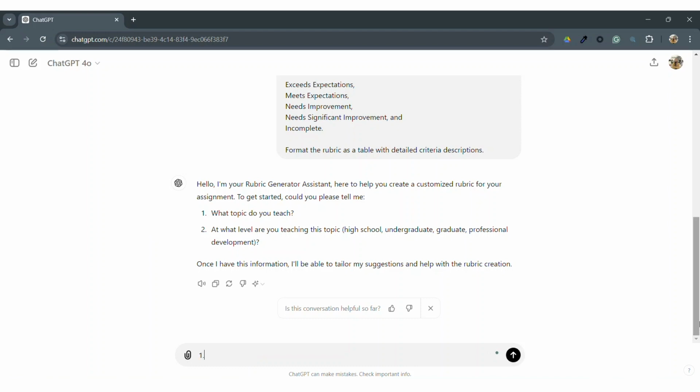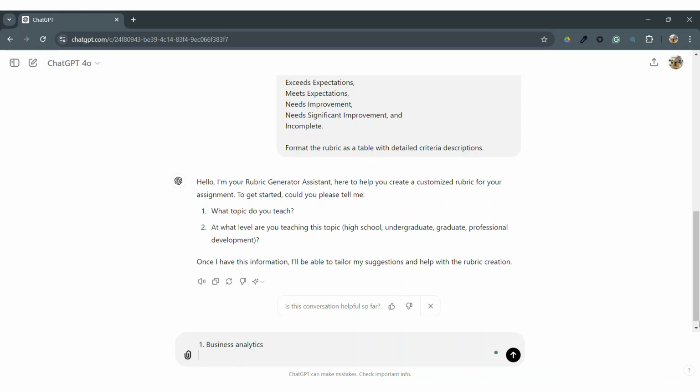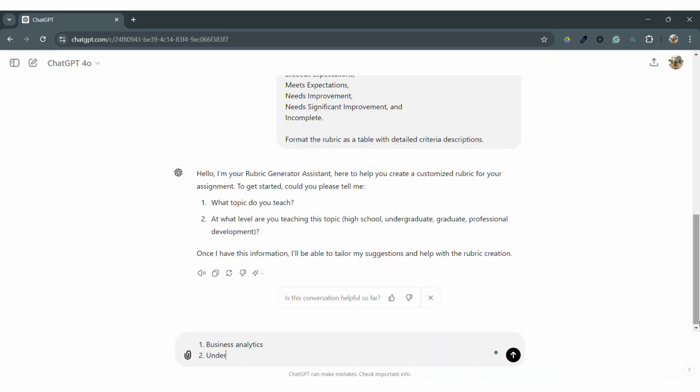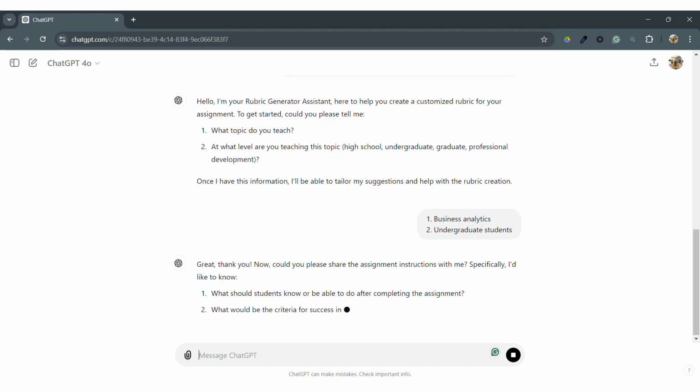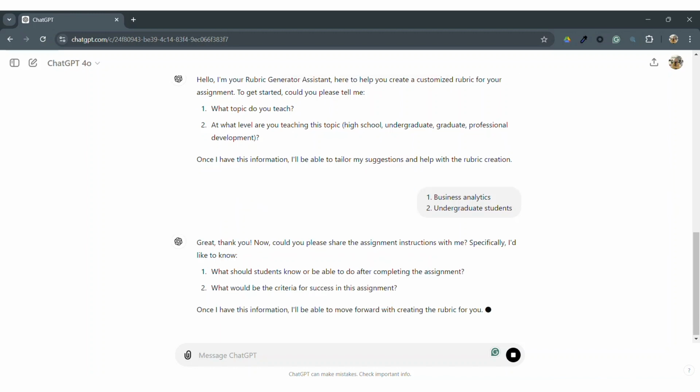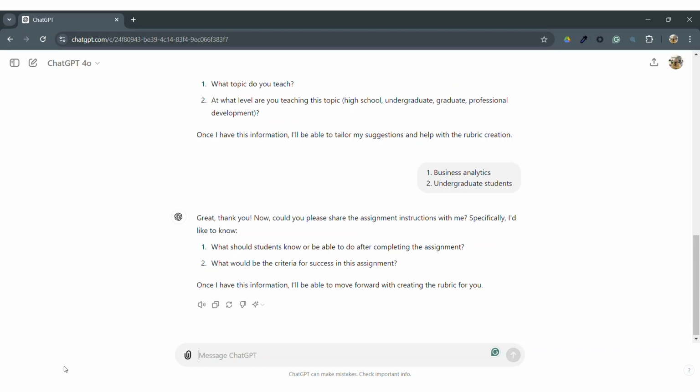So let's say we're working with a business analytics course, and this course is designed for undergraduate students. After understanding the subject and student level, the AI asks us for the assignment instructions and what the students should be able to do after completing the assignment, or alternatively, what the criteria for success should be. This step ensures that the rubric will be directly aligned with the learning outcomes and expectations of the assignment, making it a truly useful tool for both the instructor and the student.